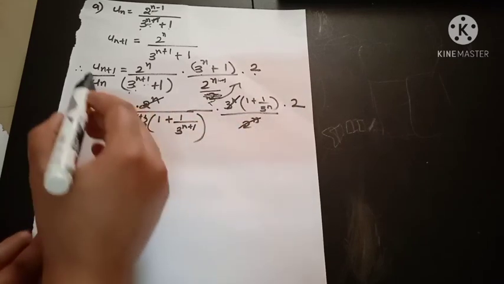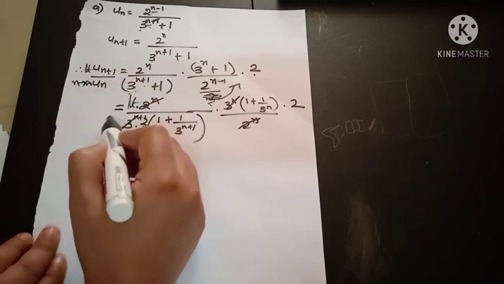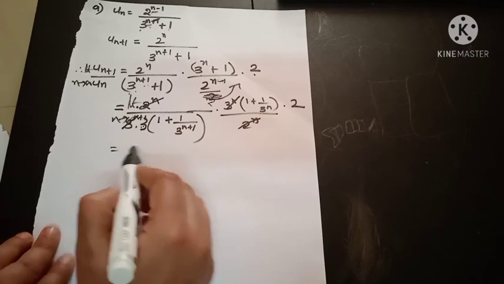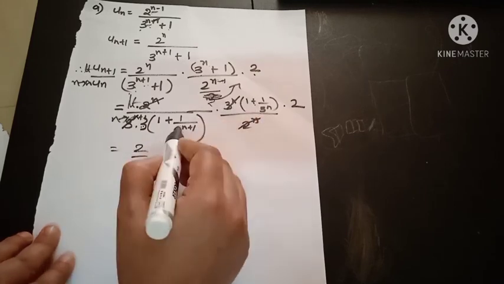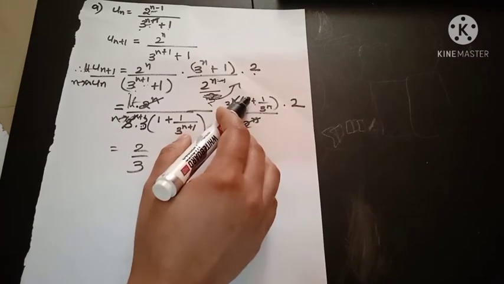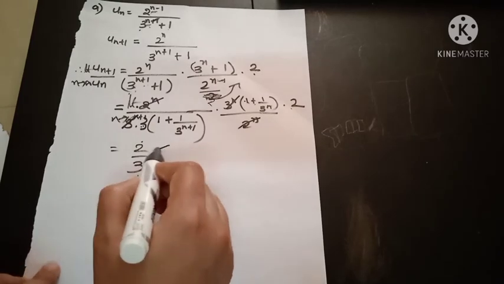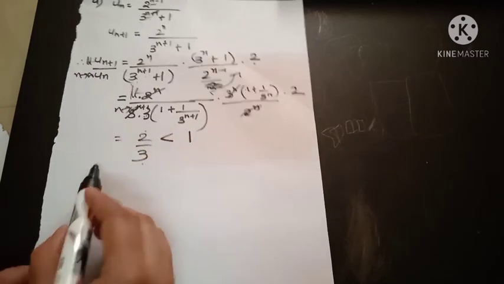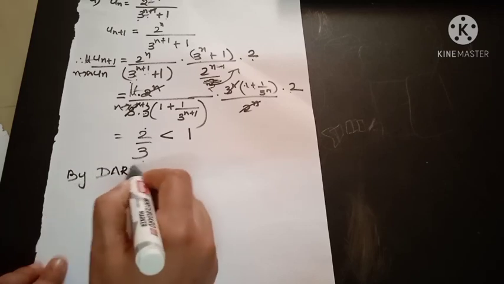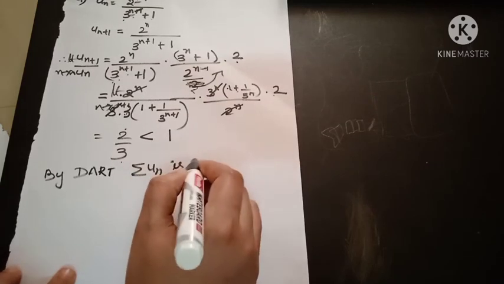So when you apply the limit n tends to infinity, the remaining is 2 by 3. This term goes to 0, 0 plus 1 is 1, 1 into 2 is 2. So 2 by 3, and clearly this 2 by 3 is less than 1. So by D'Alembert's ratio test, series un is convergent.